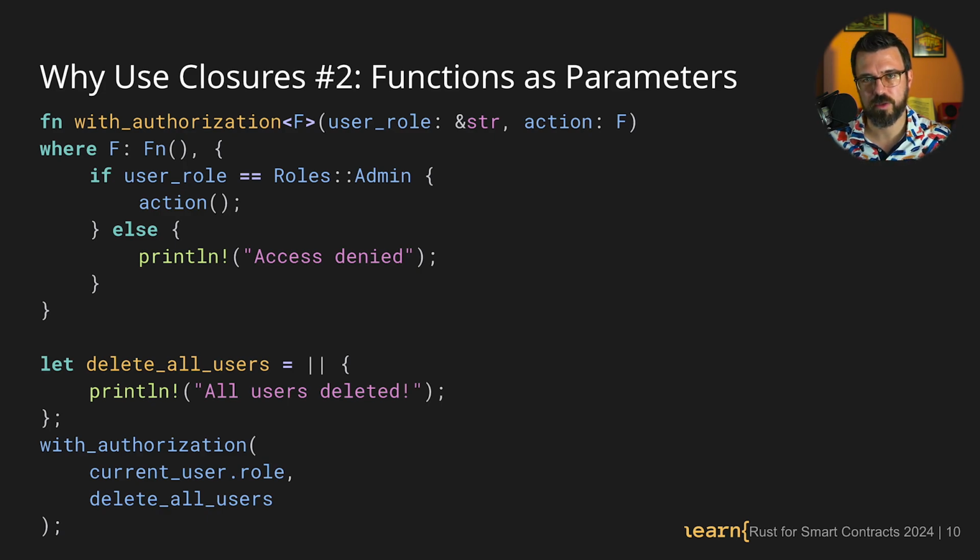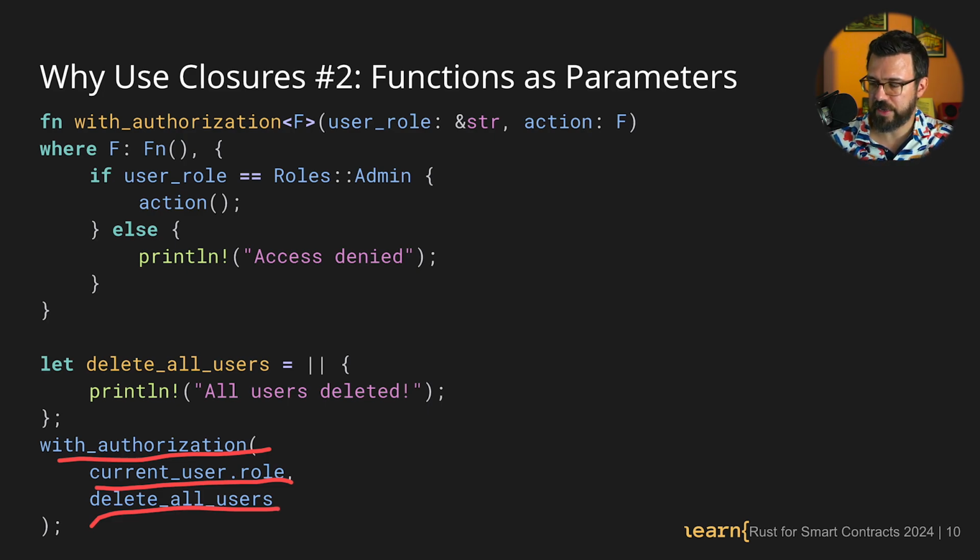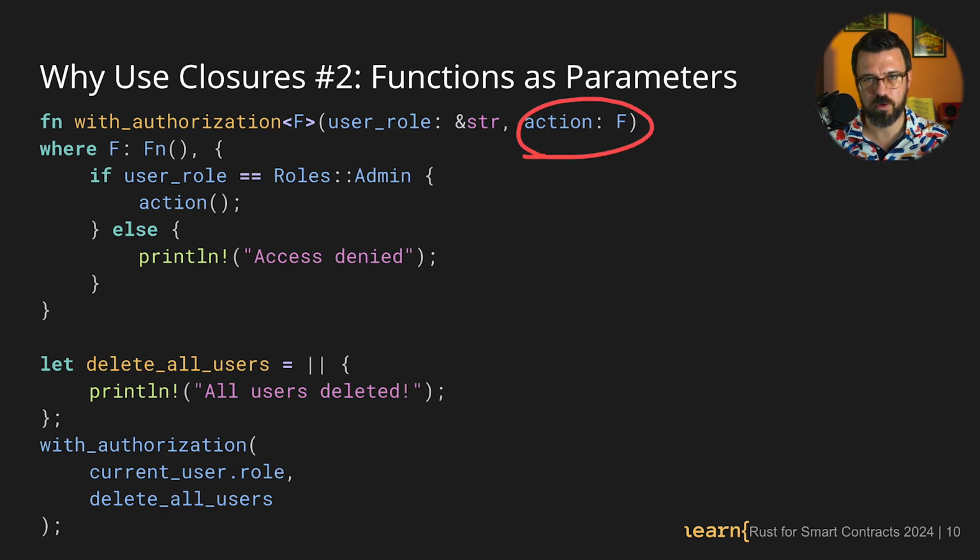I don't want to just call it. So I want to ensure that the user is authorized. So I can call with authorization with my current user's role, and then pass in the function. You see up here that this with authorization function has a generic f, which could be anything by this point in the declaration. And this action argument is f. But then we constrain f and we say f must be a function. So the action, this argument we pass in here, is a function of some kind. And we run through here and say, look, if the user role is roles admin, then we run the action. Otherwise, we print access denied.